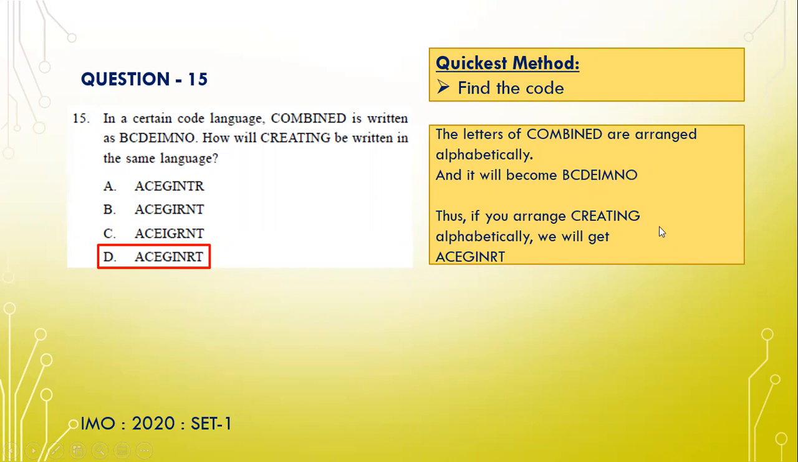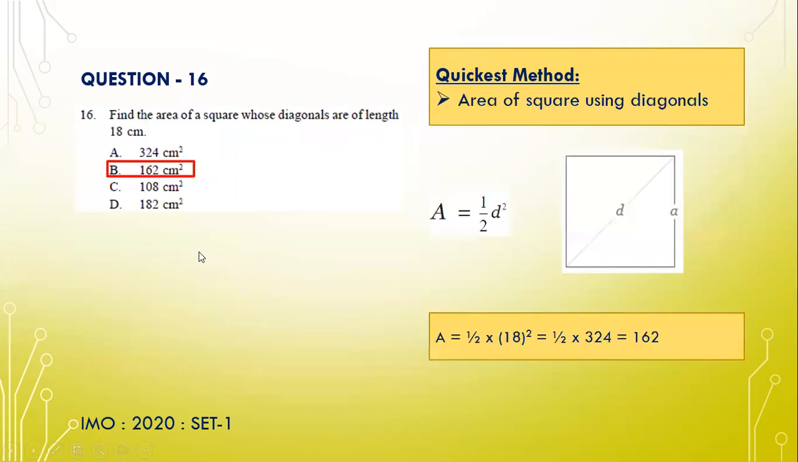Similarly, creating, you have to arrange in alphabetical order. A, B, C, D, E, F, G, H, I, J, K, L, M, N, O, P, Q, R, S, T. So A, C, E, G, I, N, R, T. A, C, E, G, I, N, R, T is the right option.